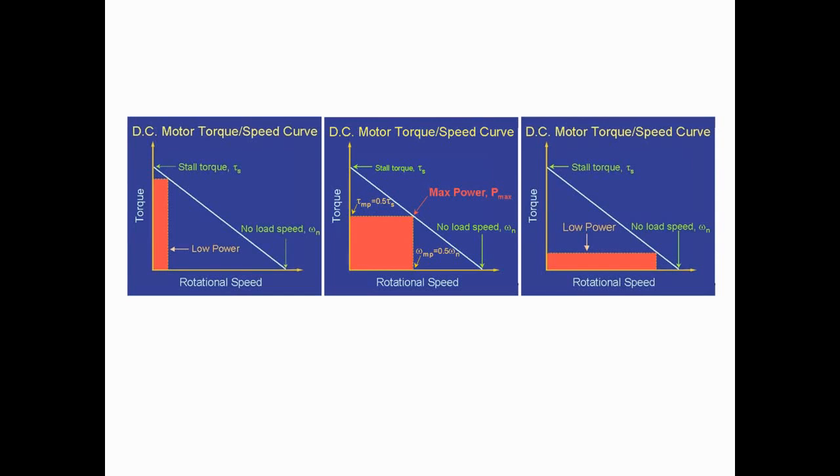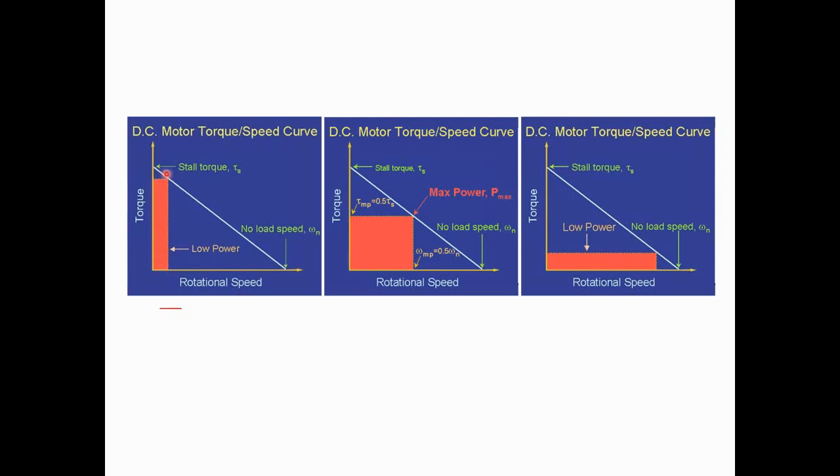This is exactly what I've been explaining just now. Let me get a pointer. If you have a lower speed, then you could pull a lot of load, a lot of torque. If you want to pull a lot of torque, you have to sacrifice speed. And in the middle, the area is the product of speed and torque, so it's basically the power.